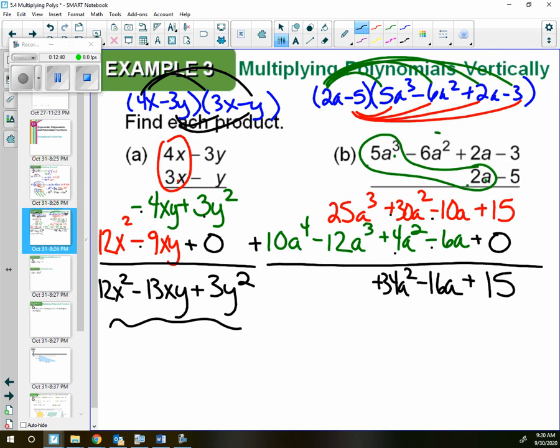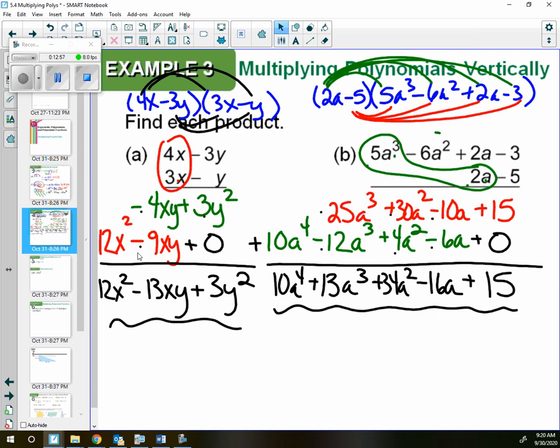Notice it's positive. 25 minus 12, think on that for a second. That would be 13a to the third, positive, right? And then we have our 10a to the fourth that there was no like term with. So we have our polynomial answer. It ended up to be 5 terms.